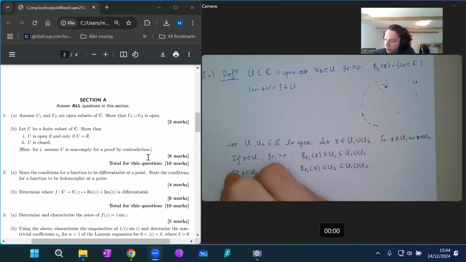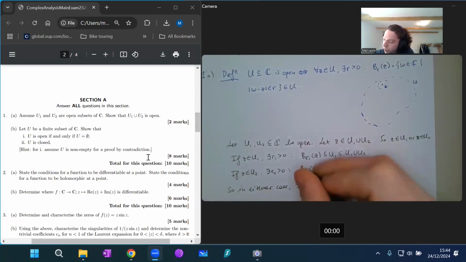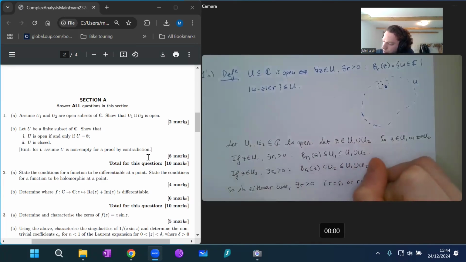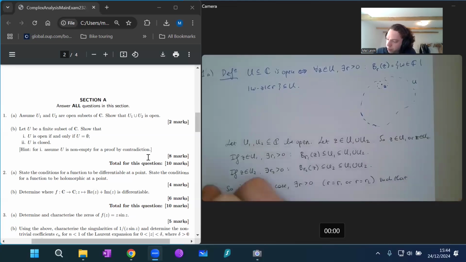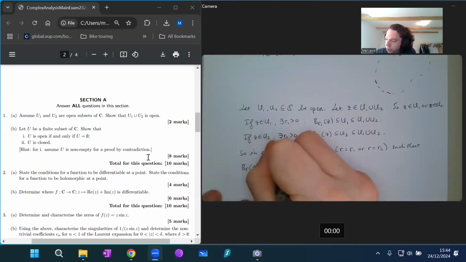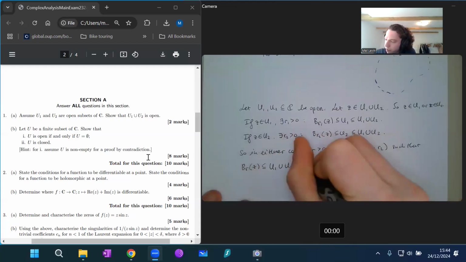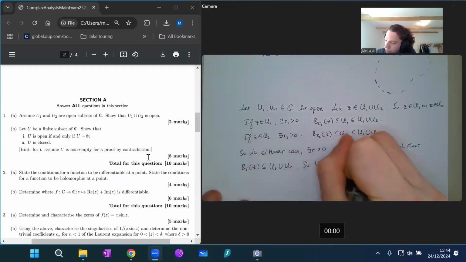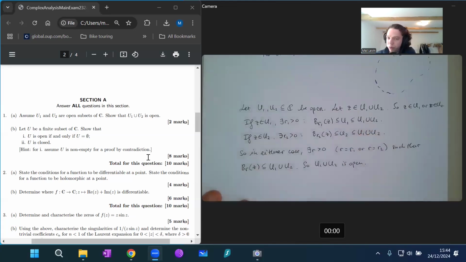So in either case, there exists an R greater than naught, R equal to R1 or R equal to R2, such that the ball B_R(Z) is contained in the union. So U1 union U2 is open. We satisfy the definition. Okay, cool.